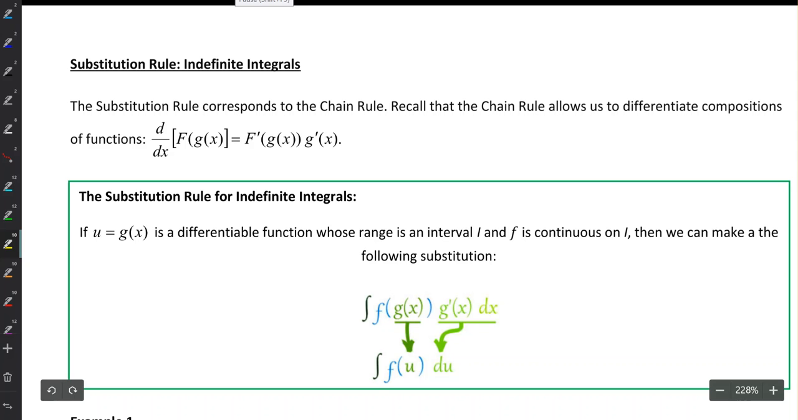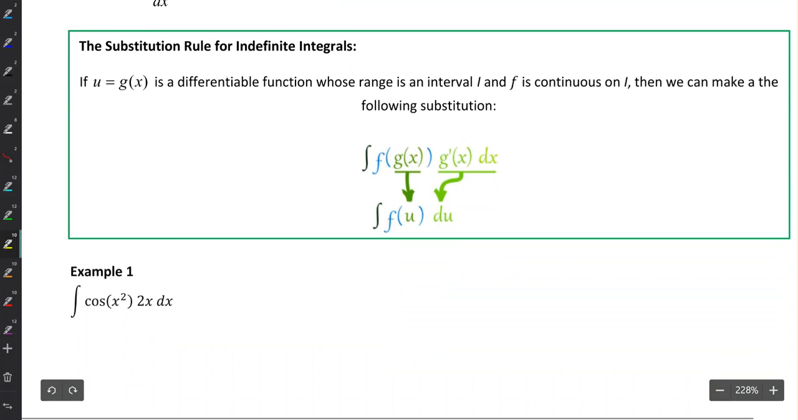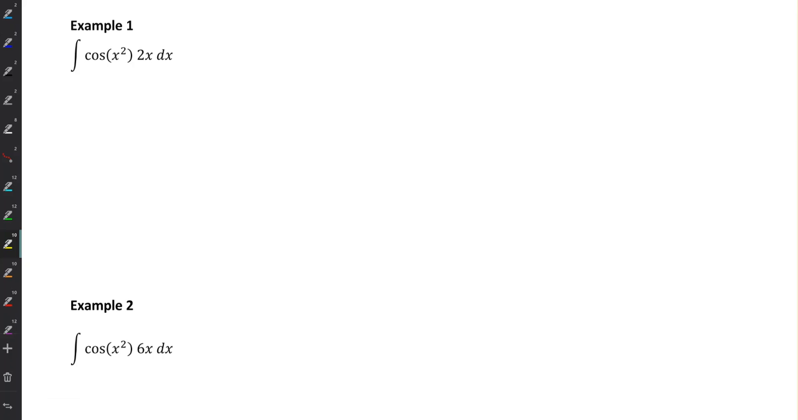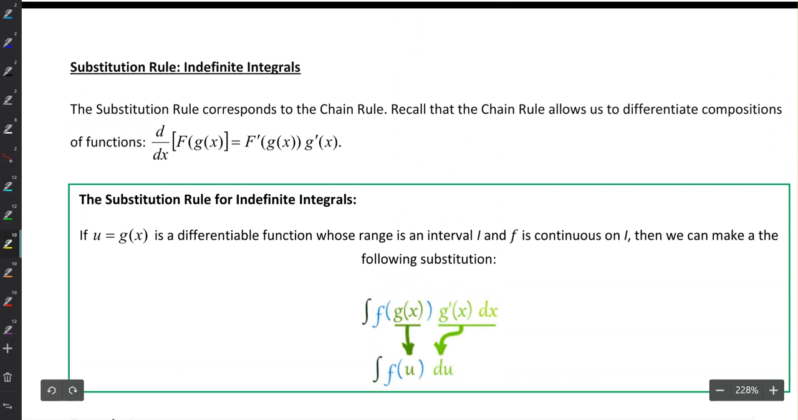In this video, we're going to talk about substitution rule for integration formally, as well as do example 1 and example 2, which is a slight variation on example 1. So our substitution rule for integration corresponds to our chain rule for differentiation.